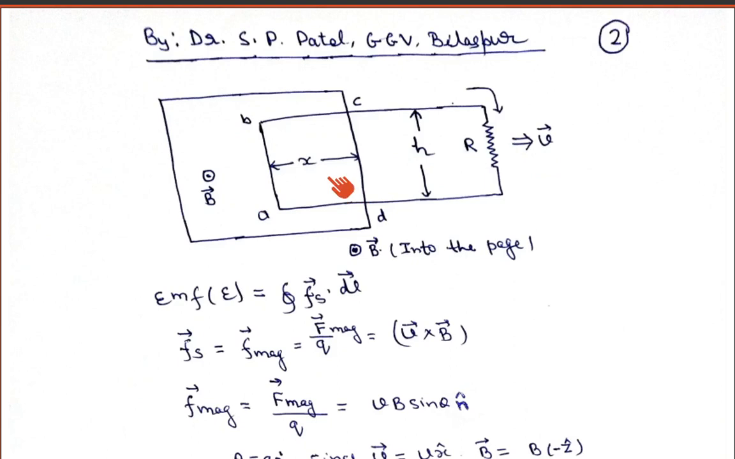Let us say the part which is inside the magnetic field is A, B, C, D of width x and length h, and the remaining part is outside of the magnetic field, where the resistance R is connected. And if any person, or by any arrangement, you are able to pull this circuit with velocity V, then one can observe a current will flow across the resistor.